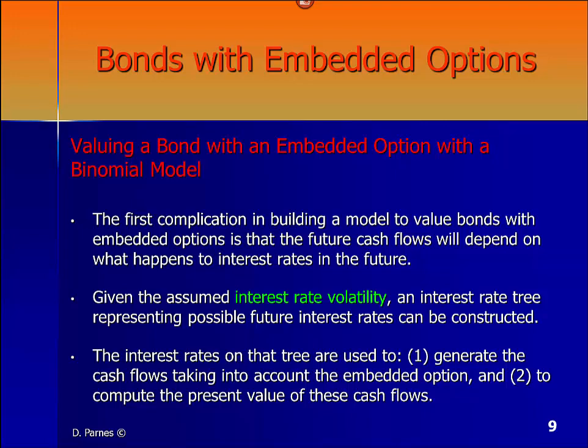rates. Now, given the assumed interest rate volatility, which means standard deviation, the square root of the variance, an interest rate tree representing possible future interest rates can be constructed. It's important to understand that these are only possible, not necessarily probable. This is what we believe.